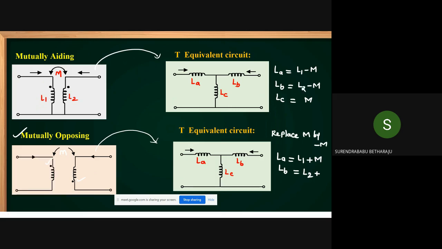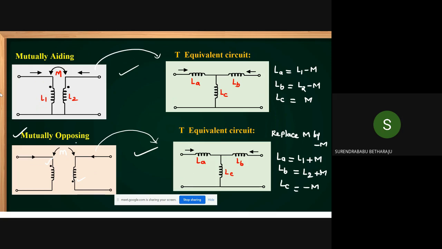It is L2 plus M. What is LC? LC equals minus M. Okay, this is the T equivalent for mutually opposing. This is the T equivalent for mutually aiding. Clear, friends?